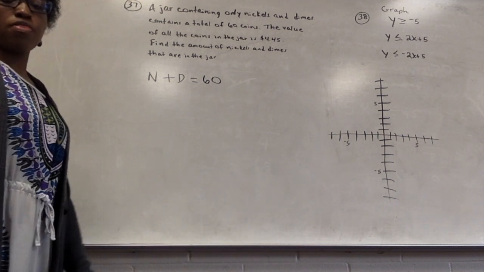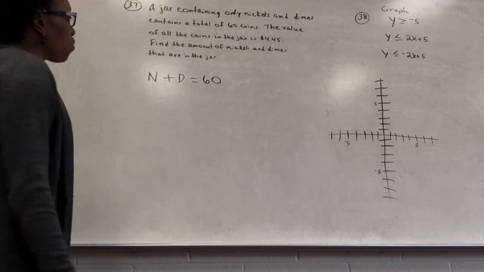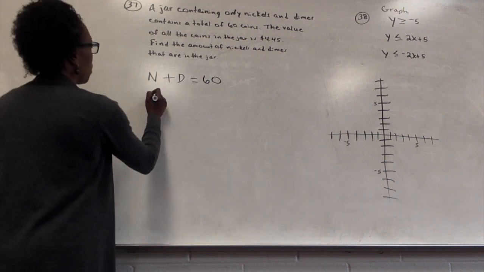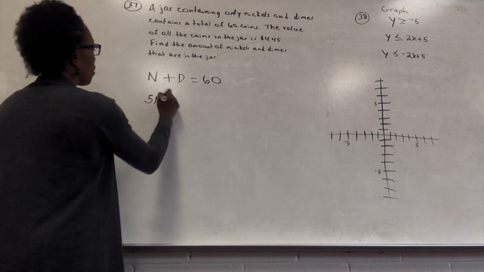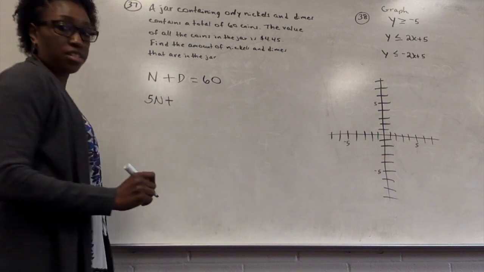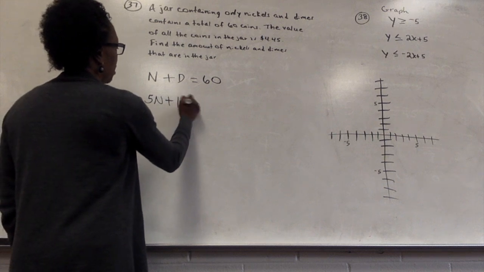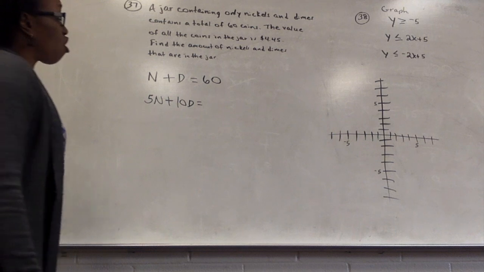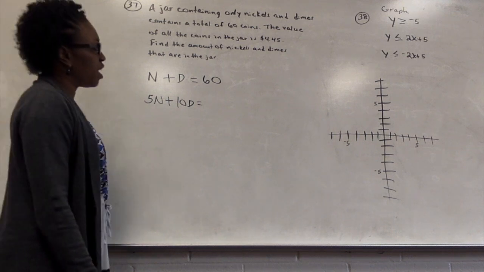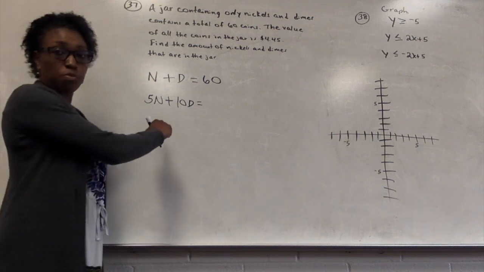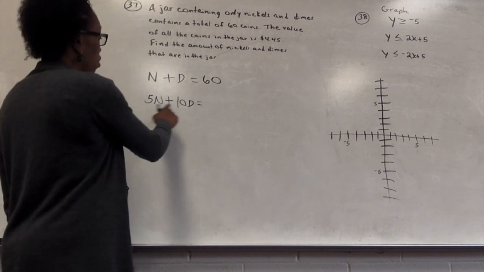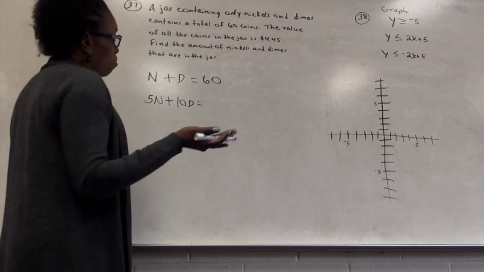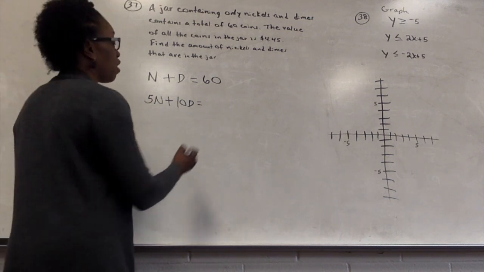Now it also talks about the value. And since I know the value of a nickel and a dime, okay, the value of a nickel is 5 cents. So I'm going to put 5N. And I know the value of a dime is 10 cents. So I'm going to put 10D. It says that the value in the jar is $4.45. And since I have removed my decimal points here on the value of my nickel and dime, I must do the same thing for my total value. So I'm just going to write it in terms of all pennies, which would be 445.